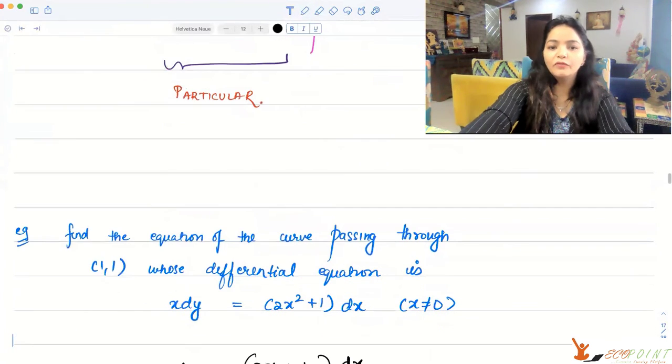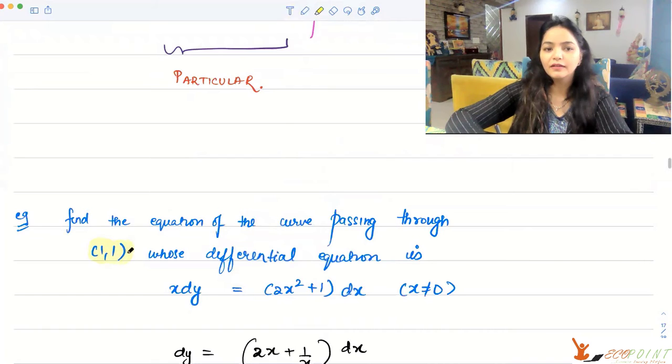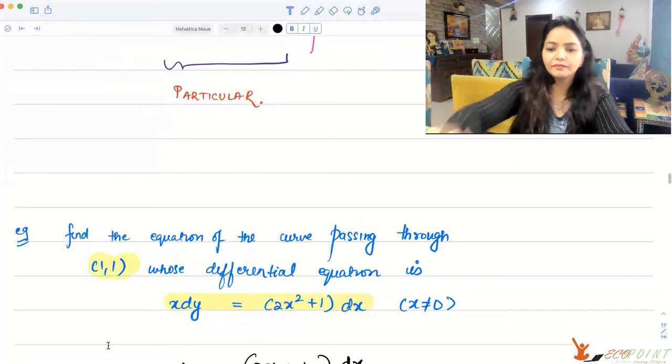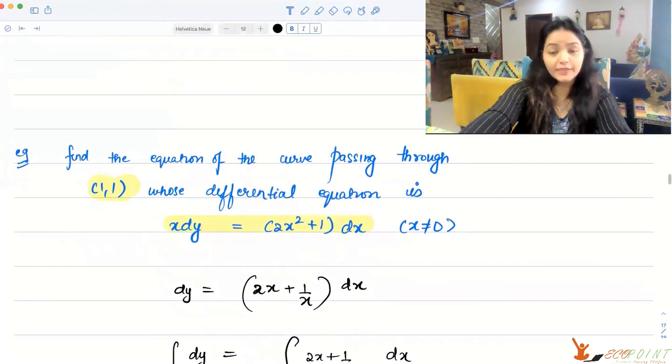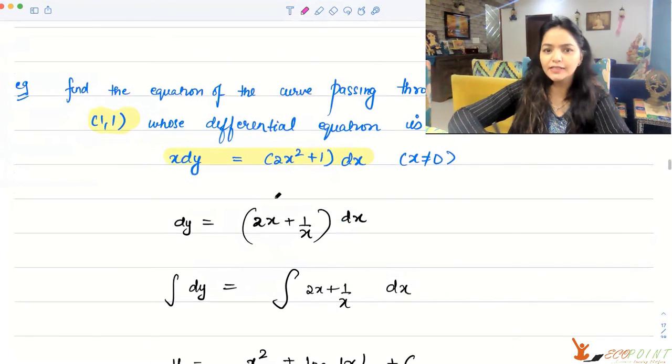Find the equation of the curve passing through 1, 1, whose differential equation is x dy equals 2x squared plus 1 dx, where x is not equal to 0. If this is the differential equation, we can try to separate terms. I don't have any y term except for dy, so I'll keep dy on one side and take all the x terms on the other side. So I have 2x squared plus 1 upon x, which gives me 2x plus 1 by x.